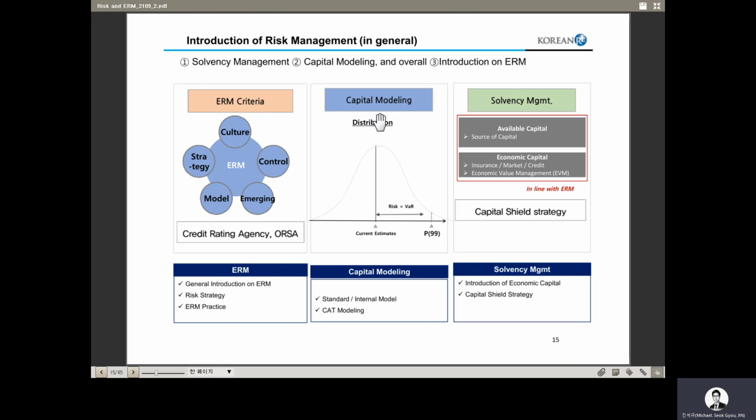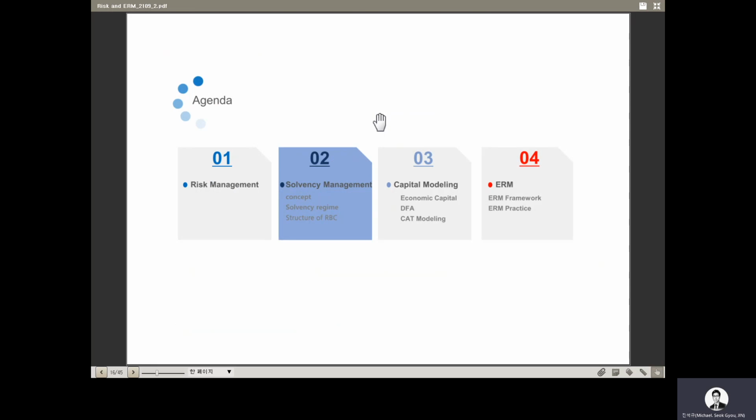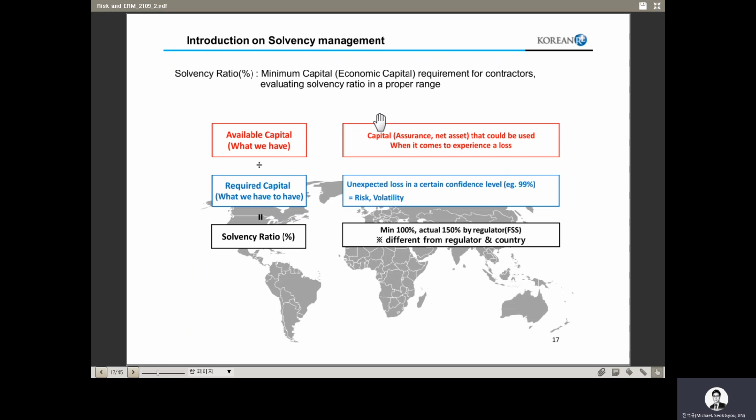Well, from now on, let's begin with solvency management. As explained earlier, we are trying to calculate our capital and risk very accurately. It's mainly because we want to control our capital and solvency ratio. Solvency ratio is a ratio of available capital, which means what we have, divided by the risk, which means what we have to have or are required to have.